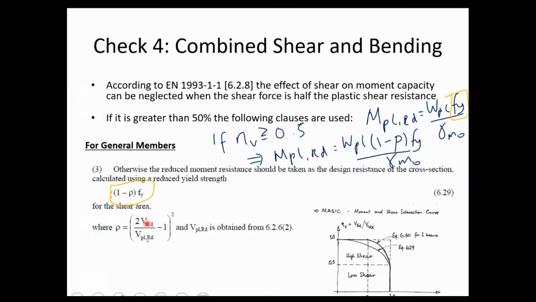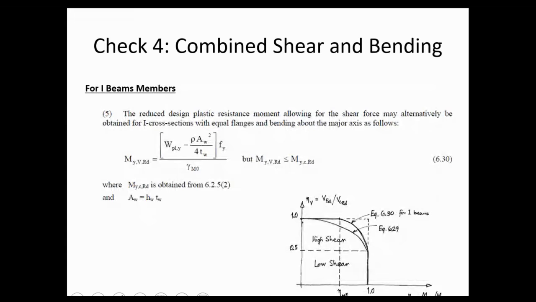Okay, so we already have worked out what the demand is, VEd. We've already worked out what the capacity is of the section. So it's a relatively straightforward calculation. We plug it into this formula here to get rho, and then plug this part into the equation here, where the moment capacity is equal to the plastic modulus times (1 minus rho) fy over gamma M0. So that's equation 6.29 when we look at the moment and shear interaction curve.